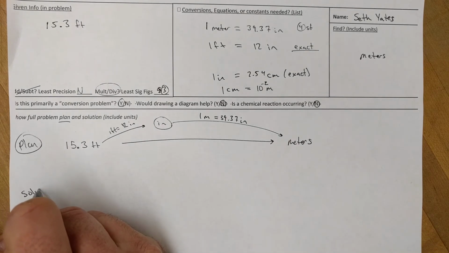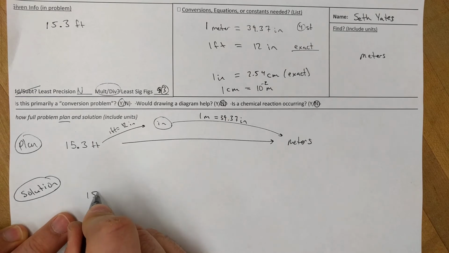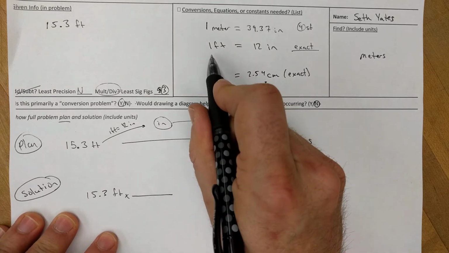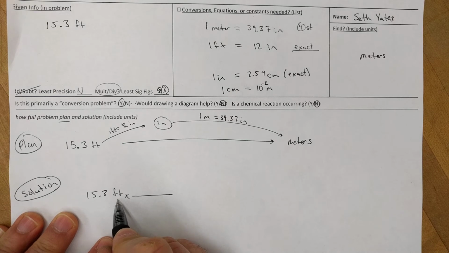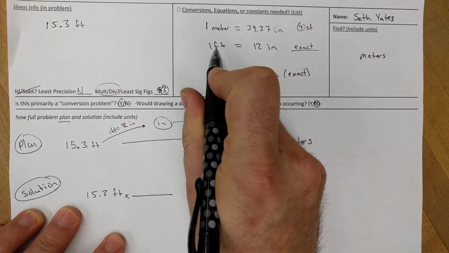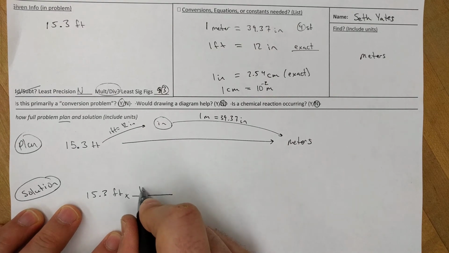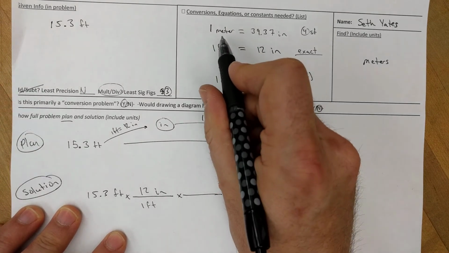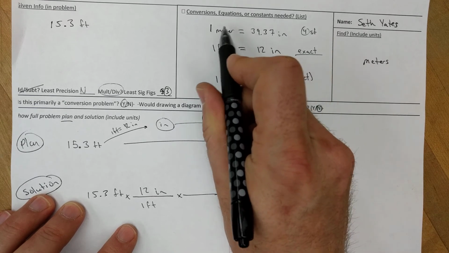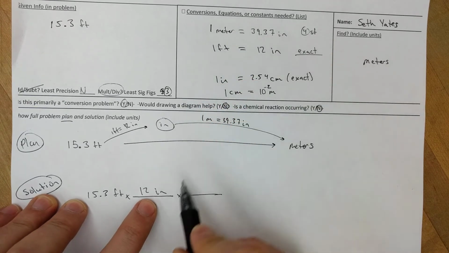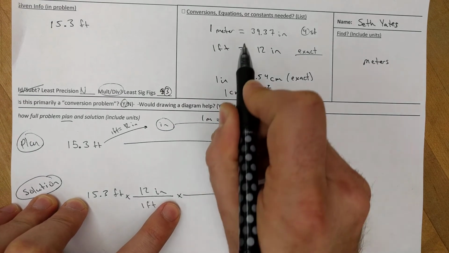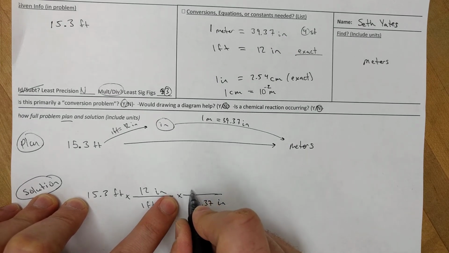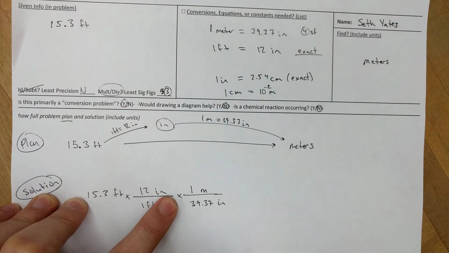So now let's go ahead and write out the full solution for this problem. 15.3 feet. The conversion says 1 foot equals 12 inches, so since I'm trying to cancel feet at this stage, I'm going to put the 1 foot part of that equation on the bottom. 1 foot is equal to 12 inches, and the 12 inches part goes on top. Then I need to do the same thing with the next conversion. I have this equality, 1 meter equals 39.37 inches, so I need to put the inches side on the bottom, 39.37 inches. And then on top, I need to put 1 meter, the other side of that equality.